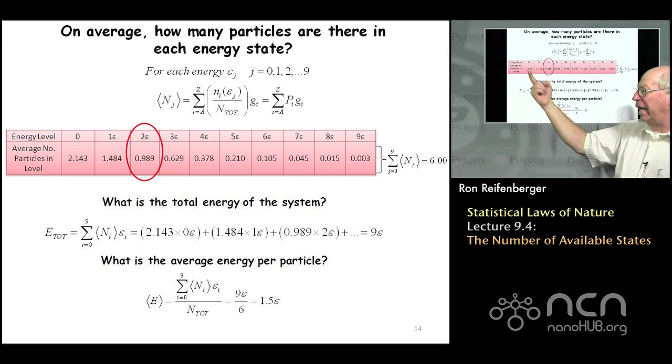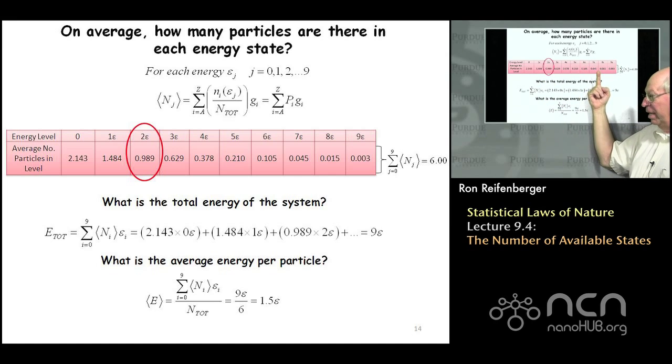What you find is that on average, there's going to be about 2.1 particles in the 0 energy state, about 1.5 particles in the 1 energy state, about 1 particle in the 2 energy state, so on and so forth. If you add up all these probabilities, you ought to get the total number of particles in the system, and in fact, you do. You get 6. You can use these numbers to calculate the total energy of the system. So this is a good check to make sure that your table is complete, that you've considered all possibilities, right?